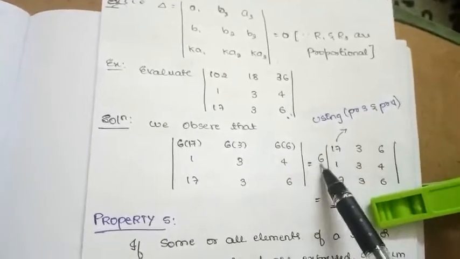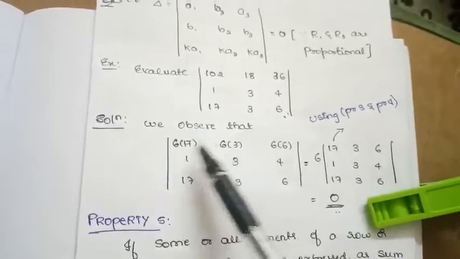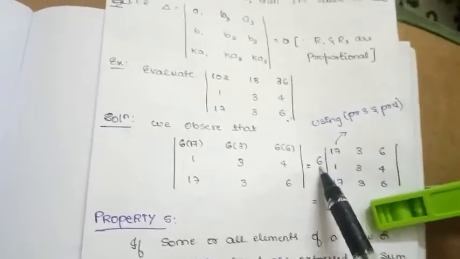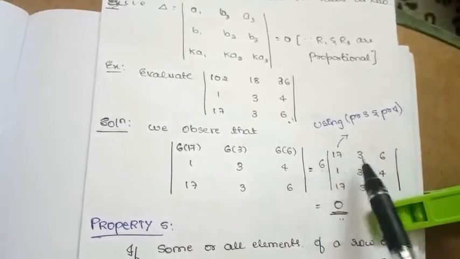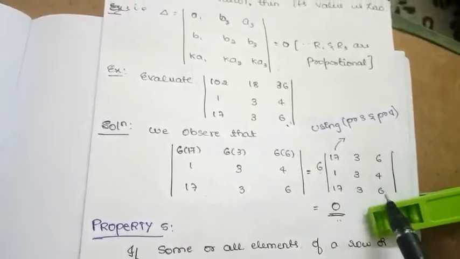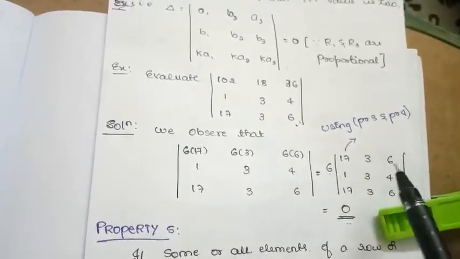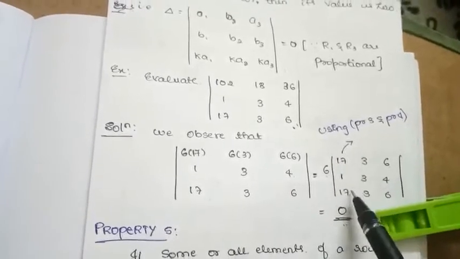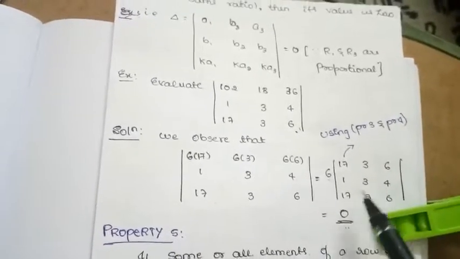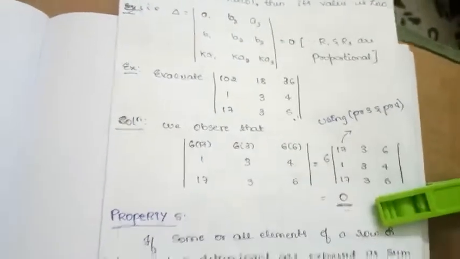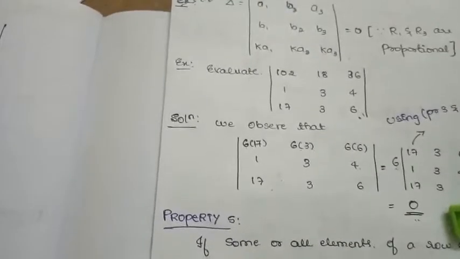After taking that 6 out, according to property 4, there is a 6 common, so in the one row I remove that 6 outside. After removing 6, what I got is 17, 3, 6, 1, 3, 4, 17, 3, 6. So you can observe here the first row and third row are identical. So when there are two identical rows, the value of the determinant is equal to 0. Thus the value of this determinant is equal to 0. So this is regarding property 4.